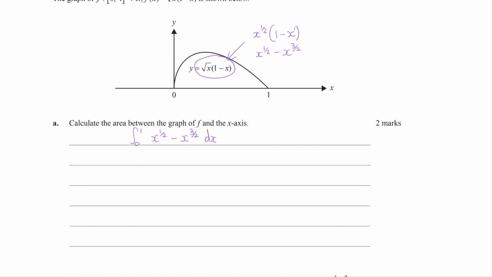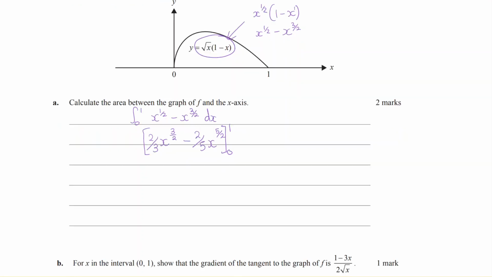So when we integrate this thing, well, we can just add 1 to the power, divide by the new power. So we're going to get 2/3 x to the 3 on 2. Take, add 1 to the power, 5 on 2. 2/5 x to 5 on 2. And we're doing this between 0 and 1.